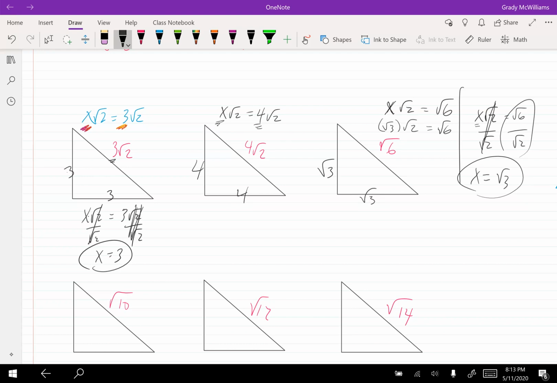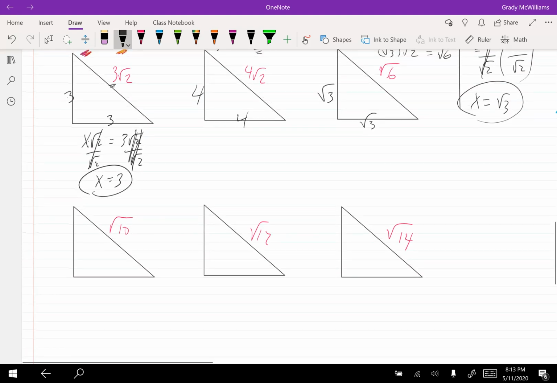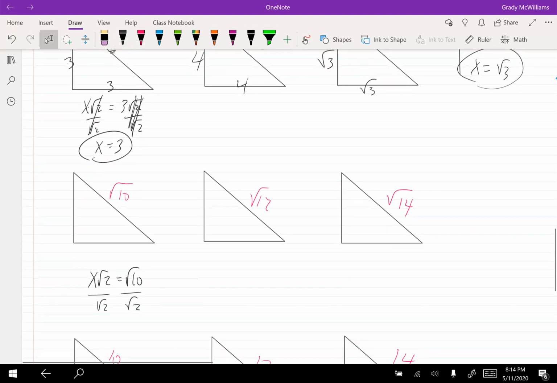Okay, now I think that is a little bit more difficult, but some people like this method. So once again, something times the square root of 2 will make the hypotenuse, which is square root of 10. Can you just look at that and figure it out? Or maybe you've got to undo the multiplication with division. For some people that works better. These cancel out. This gives you square root of 5.